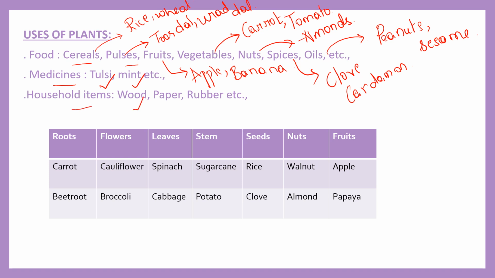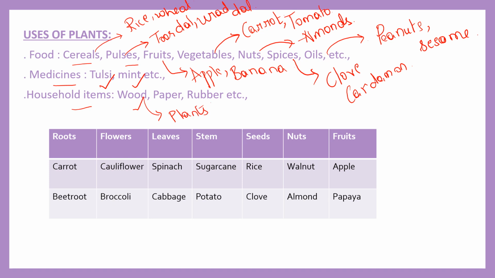Okay, so how about the household items? See, wood. You can see wood everywhere. Just turn around your head, everywhere there is wood, right from the door, chair, sofa, right? Everything is made of wood. So where do you get the wood from? Yes, of course, it's from plants.